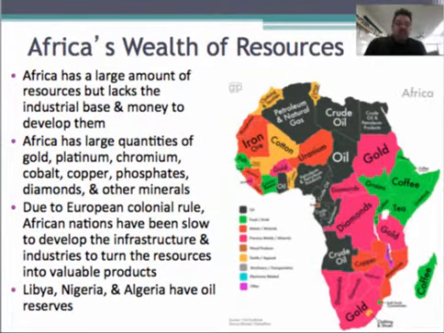The story of Africa's natural resources is at once a story of plenty and one of scarcity. Africa has a huge amount of the world's minerals, but many African countries lack the industrial base and money to develop them. Africa's minerals make it one of the world's richest continents. African nations contain large amounts of gold, platinum, chromium, cobalt, copper, phosphates, diamonds, and many other materials. For example, South Africa is the world's largest producer of chromium. Chromium is an element used in manufacturing stainless steel.